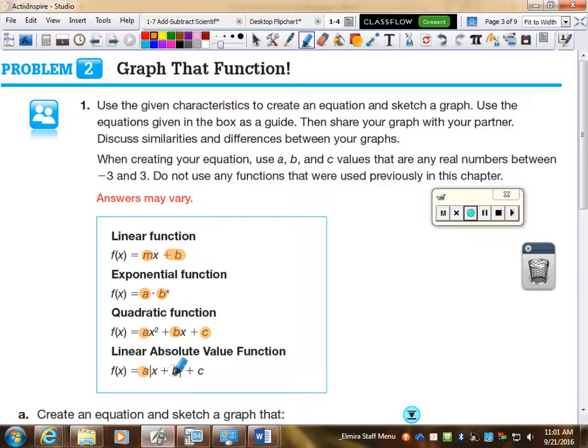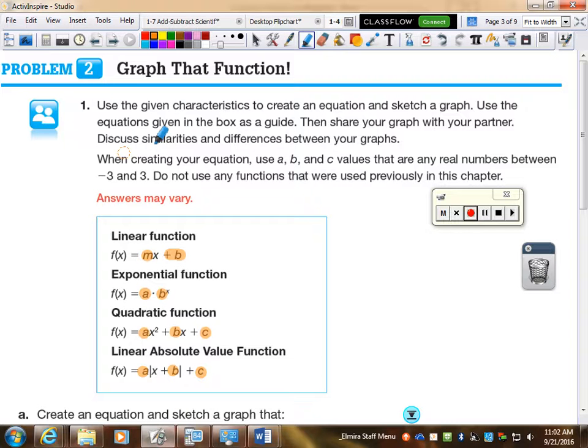Linear absolute value, you make up numbers for those things, but if it's an absolute value question, it has to have absolute value signs with the x in it. Alright, so let's recap. Linears are mx plus b form, no exponents at all. Exponential functions have an exponent of x in them. Quadratic functions have an exponent of 2 in them. And linear absolute value functions have absolute value symbols in them.